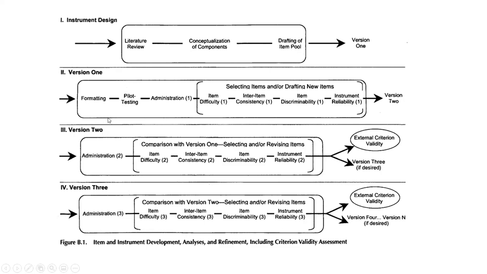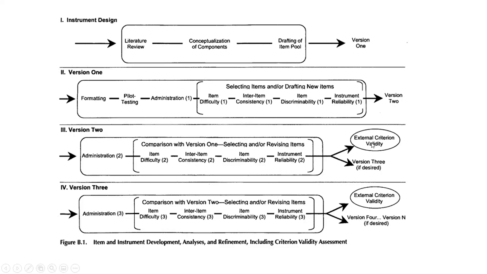Okay, and then we do the pilot testing. Okay, we administer, we check, we select items and drafting new items based on the feedback that we receive from the pilot. Okay, we arrange in terms of item difficulty, inter-item consistency, item discriminability, instrument reliability, and then we come up with version 2. Okay, then version 2, we administer again, and then we compare with version 1. Okay, we select all and all revising item difficulties, inter-item consistency, item discriminability, and instrument reliability.